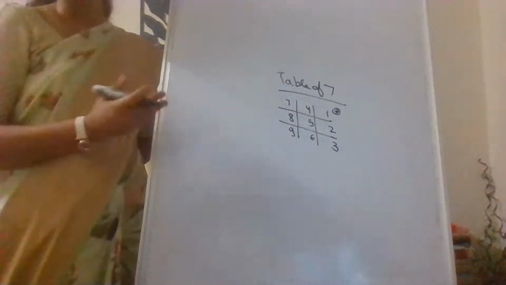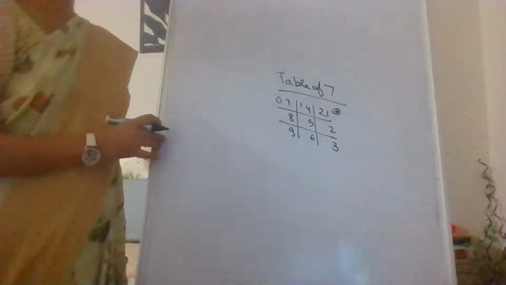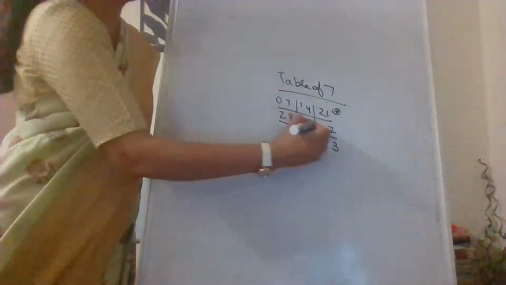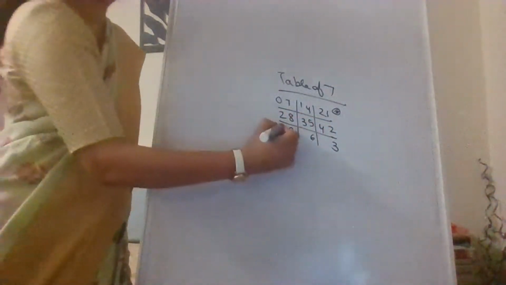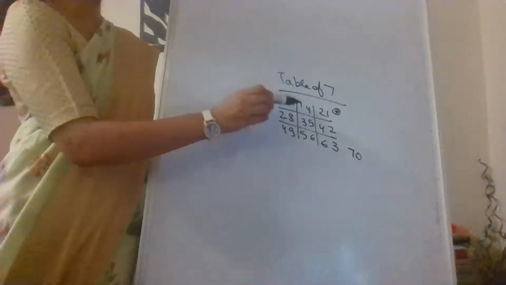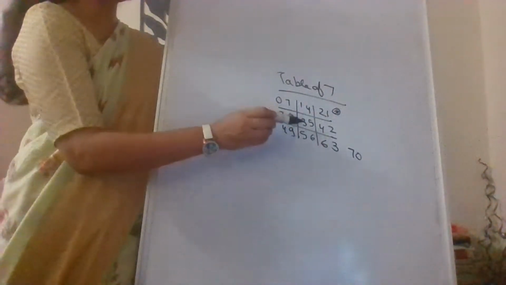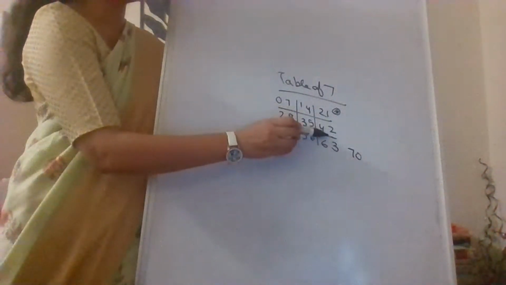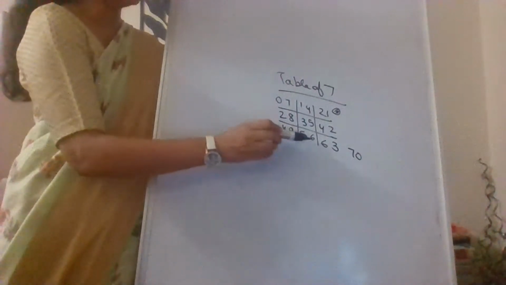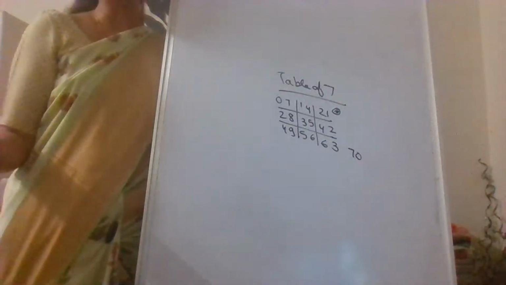What you have to do next? 0, 1, 2, 2, 3, 4, 4, 5, 6, and the table is ready for you. 7 ones are 7, 7 twos are 14, 7 threes are 21, 7 fours are 28, 7 fives are 35, 7 sixes are 42, 7 sevens are 49, 7 eights are 56, 7 nines are 63, 7 tens are 70. So easy to learn?